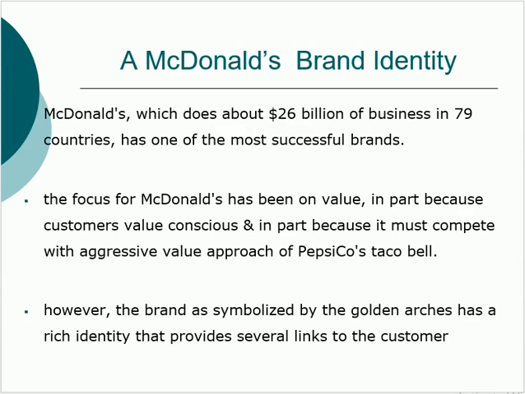So now let us discuss all the aspects which we discussed earlier with the example of McDonald's. McDonald's brand identity. McDonald's, which does $26 billion of business in 79 countries, has one of the most successful brands. The focus for McDonald's has been on value, in part because customers are value conscious, and in part because it must compete with the aggressive value approach of PepsiCo's Taco Bell. PepsiCo's Taco Bell is the main competitor of McDonald's, so McDonald's should overcome the aggressive approach of Taco Bell.